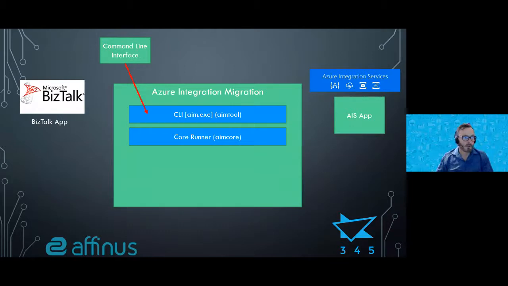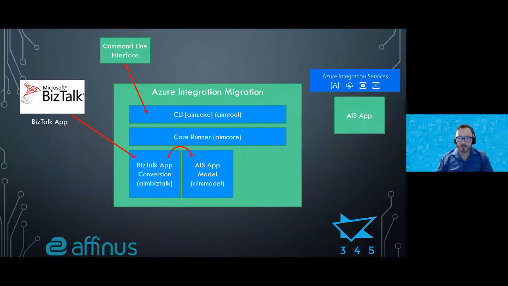Now, what we're doing is building up an in-memory model of an integration app in Azure. That model is the AIM model. When we come to do a conversion, everything that is BizTalk specific is in the AIM BizTalk package. Parsing a BizTalk application, decoding that, and the rules for converting a BizTalk application into an Azure application are all in the AIM BizTalk repo.